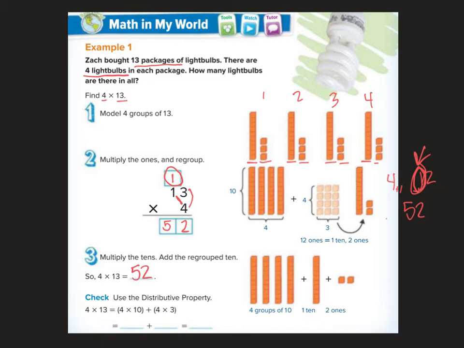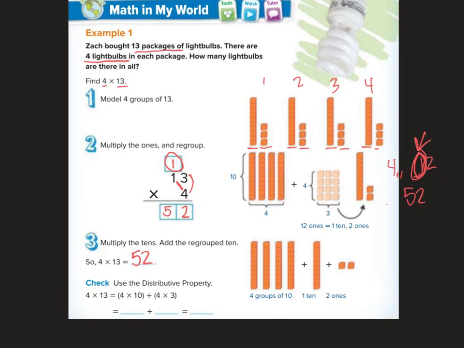Here it says check using the distributive property. I'm going to scooch this up a little bit. So I could break 13 into 10 and 3. So 4 times 3 is 12. 4 times 10 is 40. If I add those two numbers together, 40 plus 12 is 52. And that checks out with my multiplication up there.